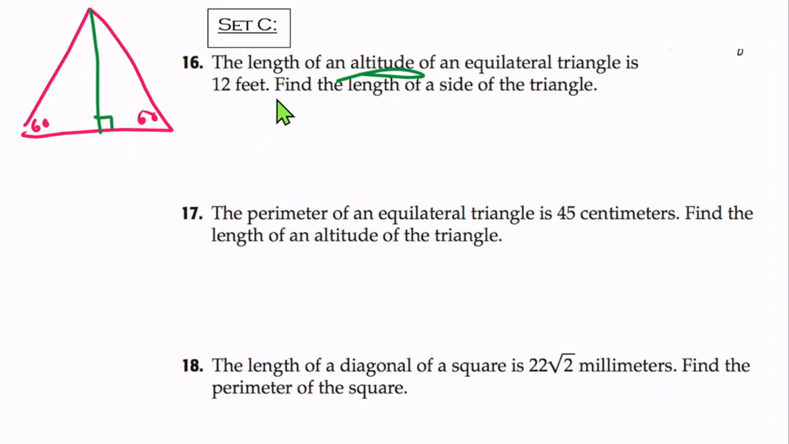And it says the altitude of an equilateral triangle is 12. So this piece is 12. Find the length of one side. So what they're really just asking you to do is to then find the hypotenuse here.